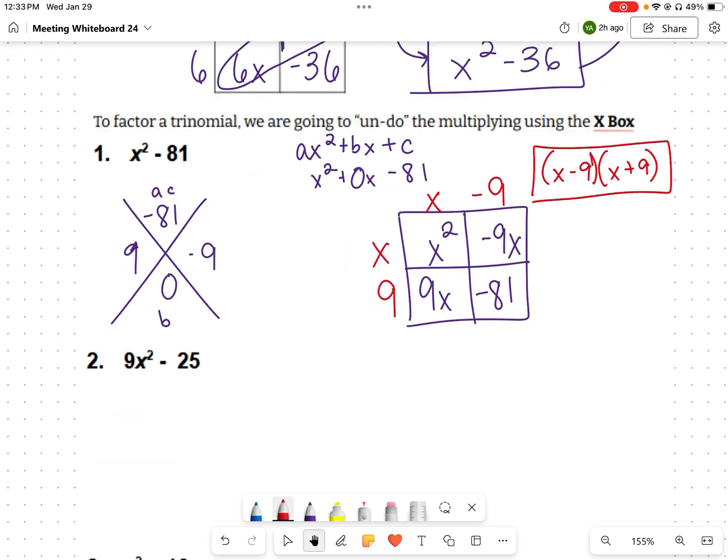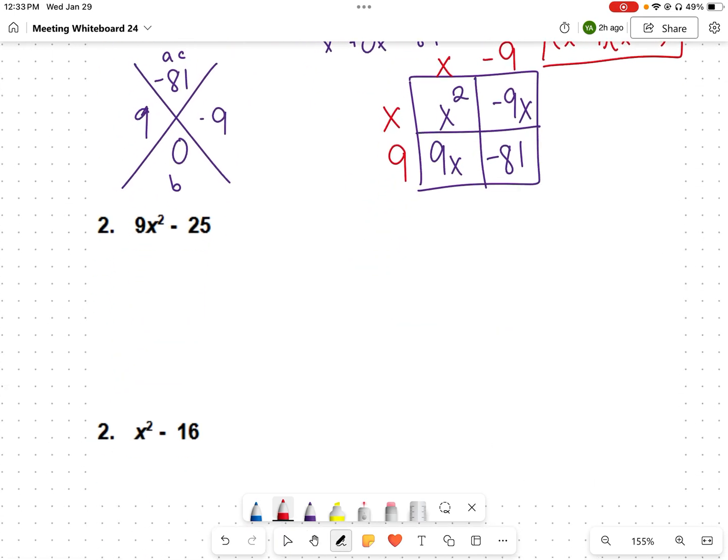Okay, let's go to example 2. 9x squared minus 25. So same thing. 9x squared plus 0x minus 25. So now I can do my x. A times c. So 9 times negative 25. Use your calculator. 9 times negative 25 is negative 225. And then I have 0 here.